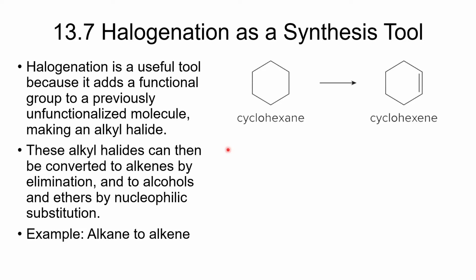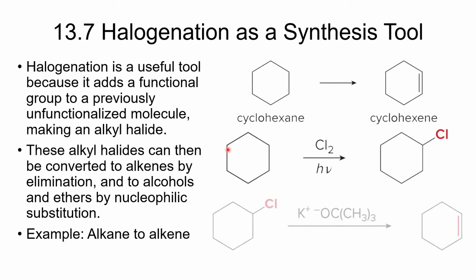So if we halogenate the cyclohexane to give us chlorocyclohexane, well, now we can take that and do an E2 elimination with a strong sterically hindered base like potassium tert-butoxide, and we'll get that new pi bond. And so that is an incredibly useful tool. We're going to take advantage of this kind of synthesis tool towards the end of the chapter. We're not going to do problems on it just yet because I want to go over a few more reactions before we do this.